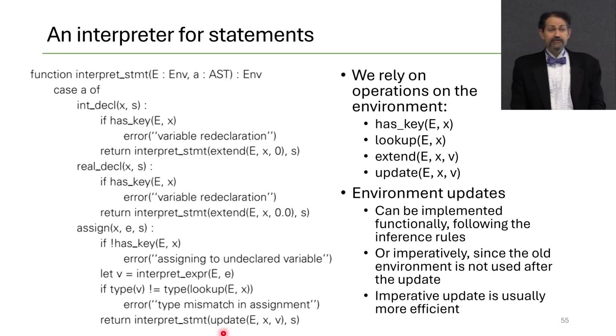Now our environment updates could be implemented in a couple of different ways. We could implement them functionally. So maybe the environment is just a linked list, and we add something to the front of the linked list so that we can then look up that variable. We could also do an imperative implementation where perhaps this environment mapping is a hash table, and we're adding something to the hash table or updating it. Imperative update is usually more efficient, but you can use either approach, and certainly there are efficient functional data structures that can do almost as well as something like a hash table.